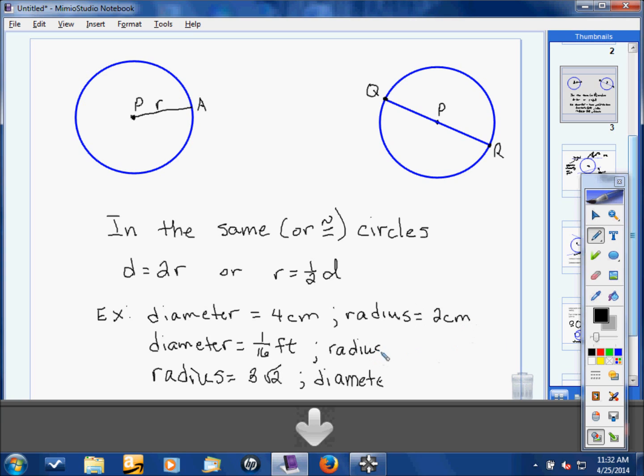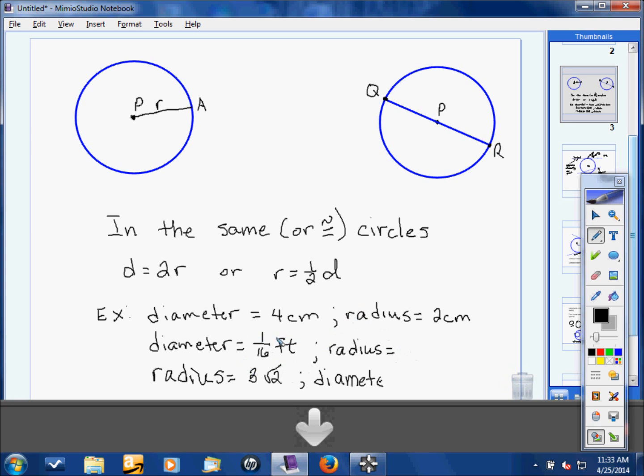This one here, if you have fractions, sometimes that confuses people a little bit. If the diameter is 1/16 of a foot. Now, here the diameter was 4, that's easy, you divide. But how do you handle this one? You multiply the denominator by 2. Multiply the denominator by 2?